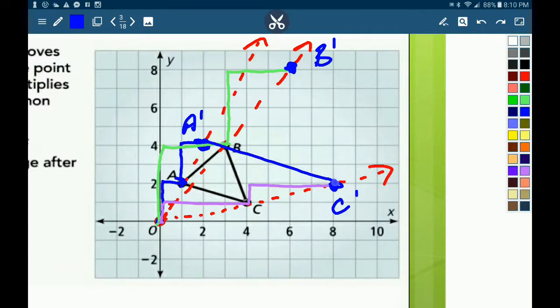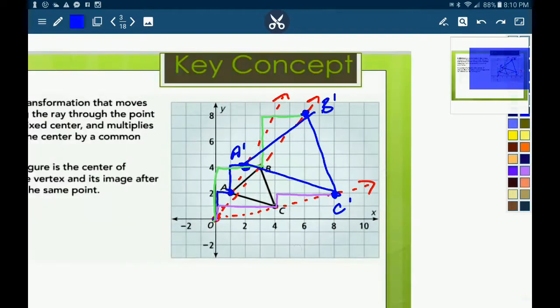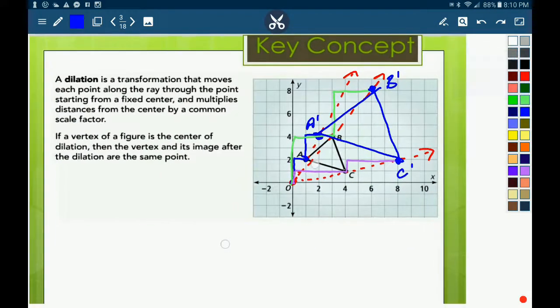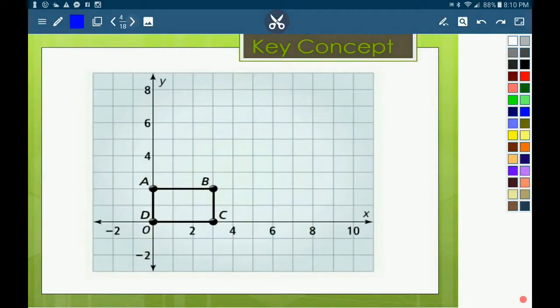And when you connect all these new points, you get a triangle that is double the size of your original, just by making it double the distance away from the center of dilation. It almost looks like a telescope kind of image. Okay, and an example of when you actually have a vertex on the center of dilation, so this is a rectangle and the center of dilation is 0, 0, that would mean that D, or I should say D prime, does not go anywhere because it's sitting on top of the center of dilation. So it actually stays right there.